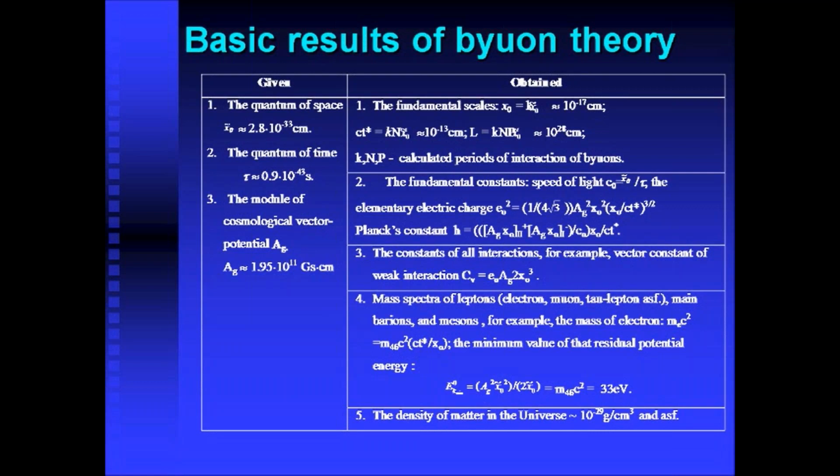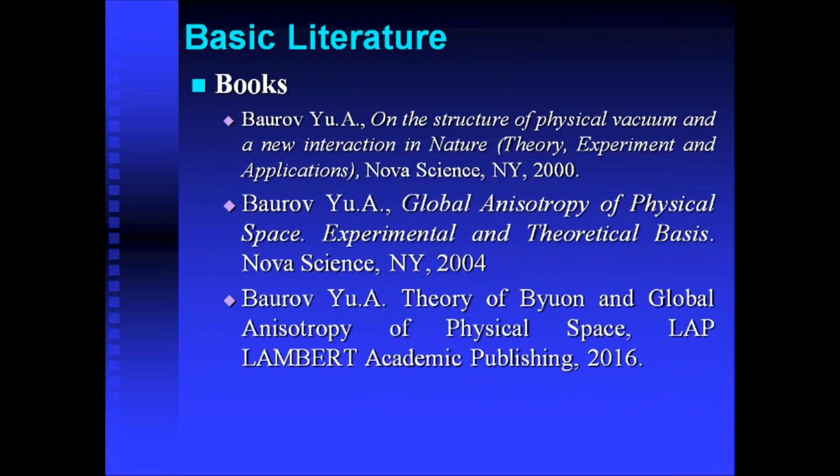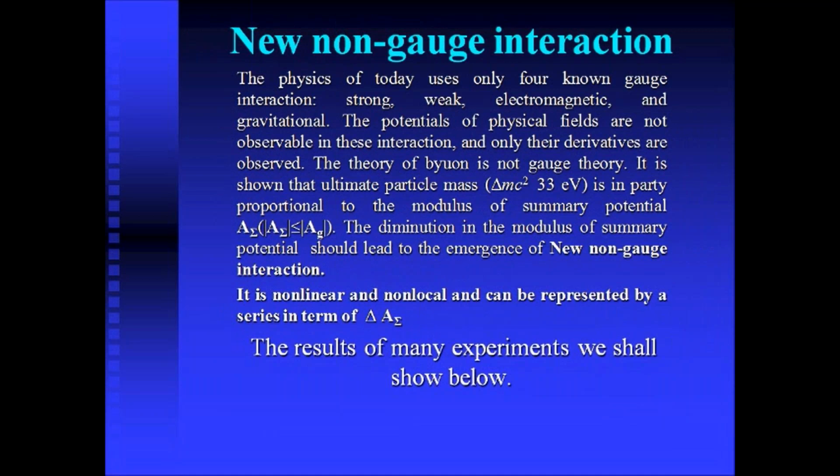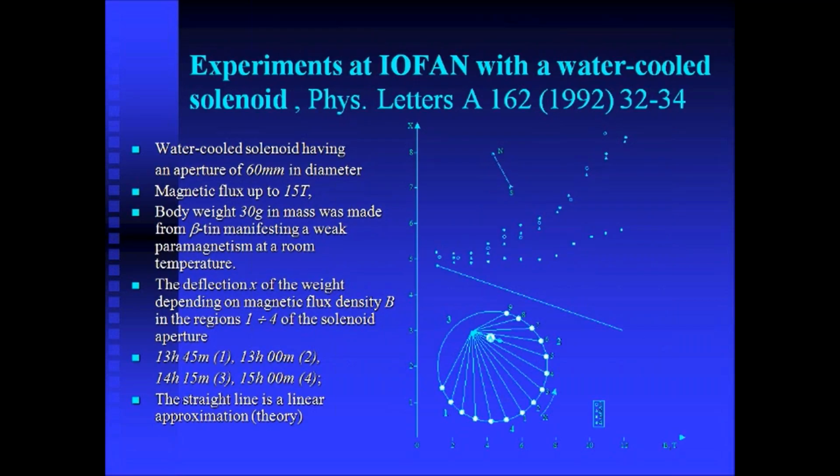The new non-gauge interaction pushes out any matter from the region of summary potential diminution. We use a torsion balance and a load placed in a magnet. You see the load is attracted inevitably in the different region of the magnet. It is the new force action. You can see the expression for the new force.